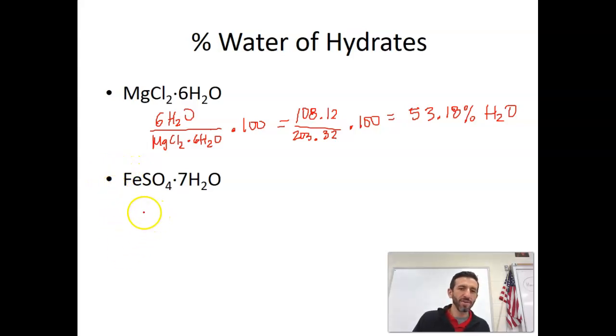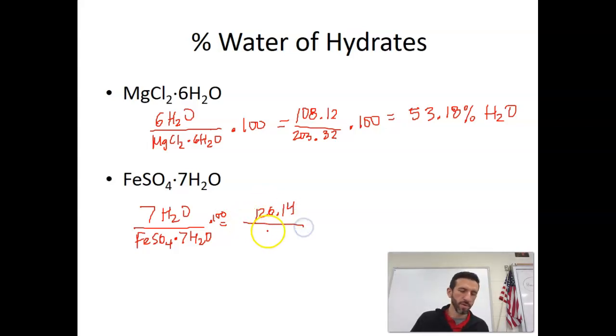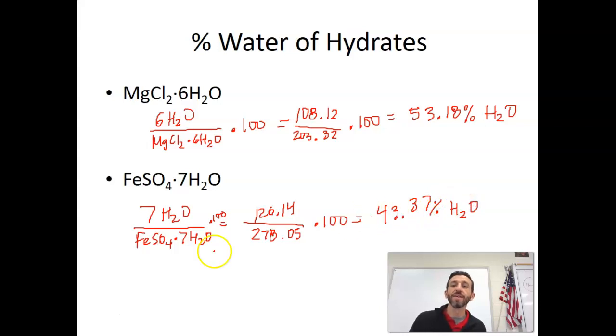Okay, so we've got 7 water molecules over iron(II) sulfate heptahydrate times 100, and that is going to be 126.14 over 278.05 times 100. Remember, it's always the part you're looking for over the entire thing, over the whole. And that should be 43.37% water. And that's all we've got to talk about for hydrates.